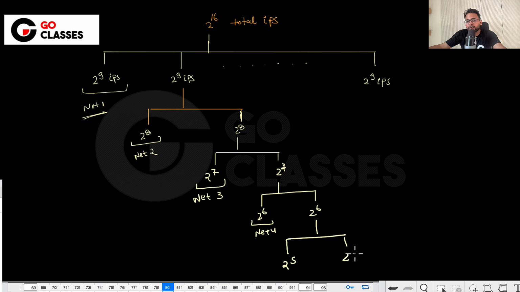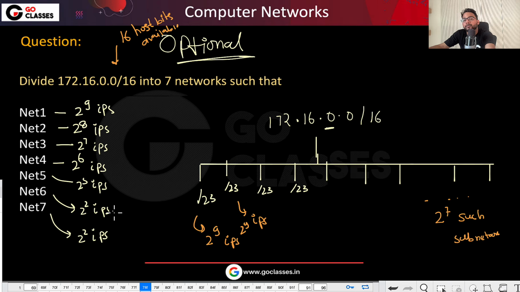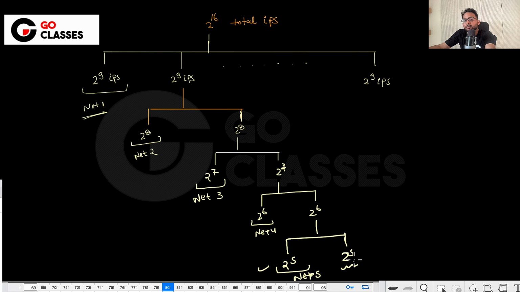Two power 5, 2 power 5. Then I can give this to network 4, network 5. And then I can assign this to network 5. And then let's just see what network 6 needs. Network 6 just needs 2 power 2 IPs. Should I assign this whole block to network 6?